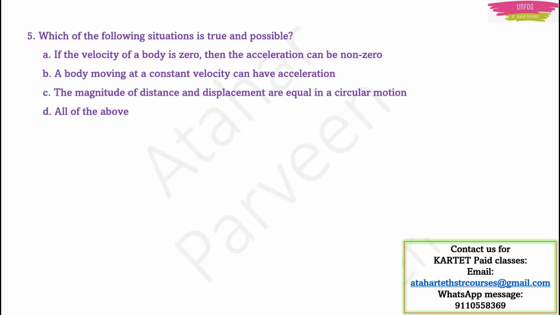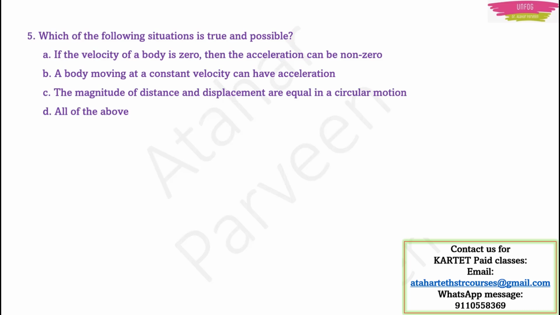Imagine we discussed question number 3, right? In a circle, if the body is moving half of the circle, then the displacement is 2r. Then what will be the distance? Distance will be half of the circumference of the circle. And they are not going to be equal, right? So this is absolutely wrong.